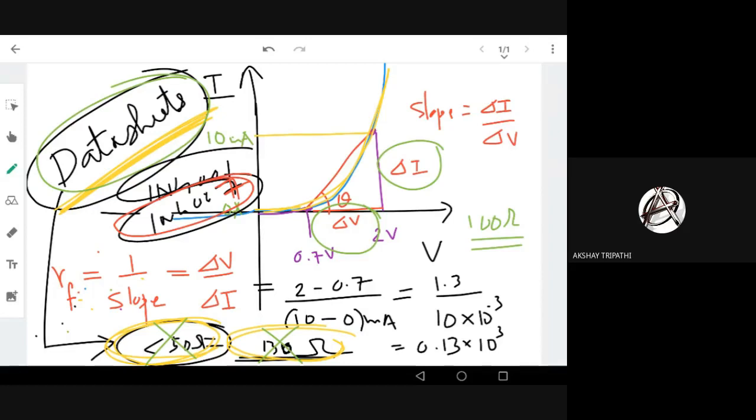So first you have to see what name is written on the diode. Then you have to go to the internet and search for the datasheet of that diode. Then you can download the datasheet of this diode, and you can see the dynamic resistance, forward resistance, the voltage drop, and the characteristics based on temperature, right?